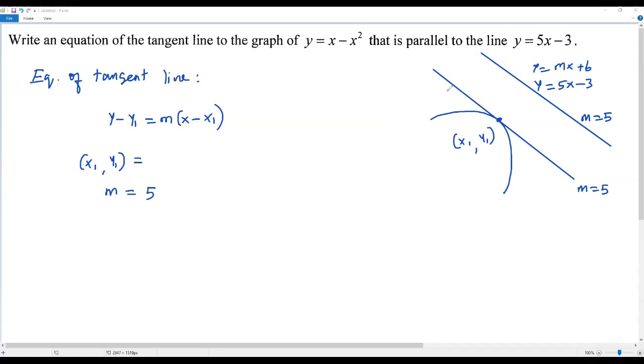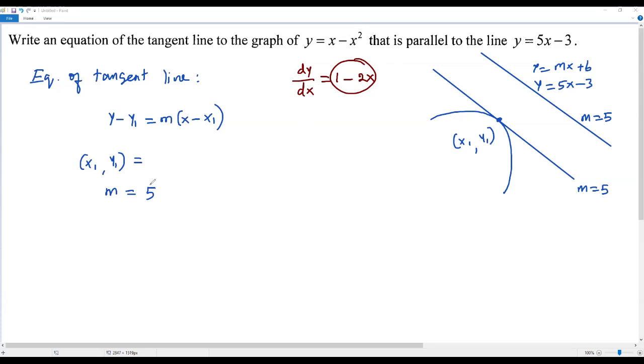In case we don't have this information, how do we get the slope of the tangent line? For that, I have to find dy over dx from the given equation, that is, find the derivative with respect to x. If I find the derivative on both sides with respect to x, on the left side I get dy over dx. On the right side, the derivative of x is 1, and the derivative of x squared is 2x. So the result of dy over dx, 1 minus 2x, represents the slope of the tangent line.